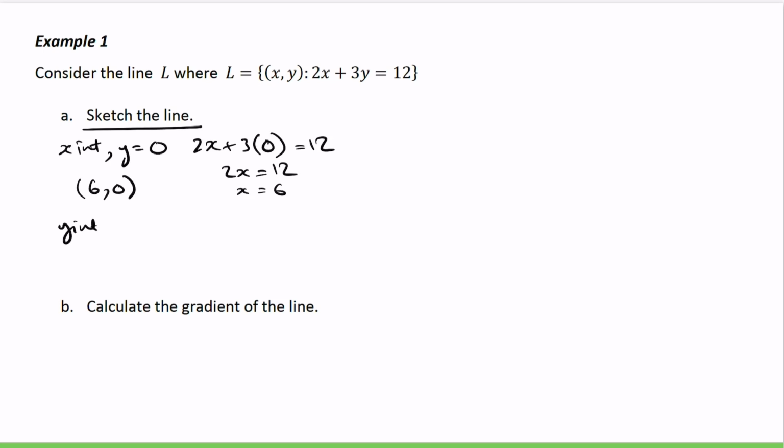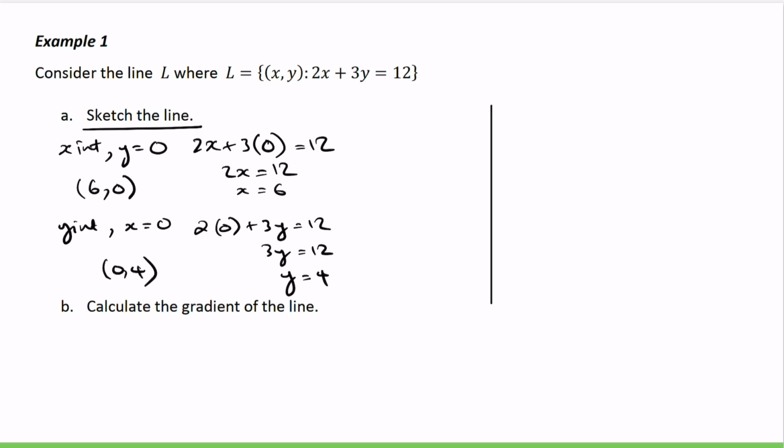Likewise, I'm going to find the y-intercept by making x equal to 0. So that'll be 2 times 0 plus 3y equals 12. That'll be 3y equals 12, divide both sides by 3, so y will be equal to 4. So my y-intercept is 0 and 4. And just like that, I can sketch that onto a line. So we will have 6, 0, 0, 4.